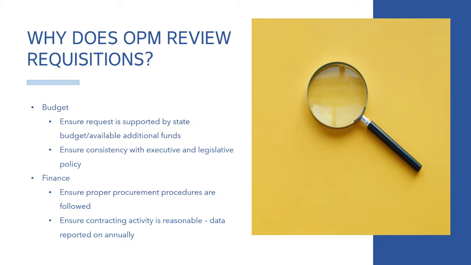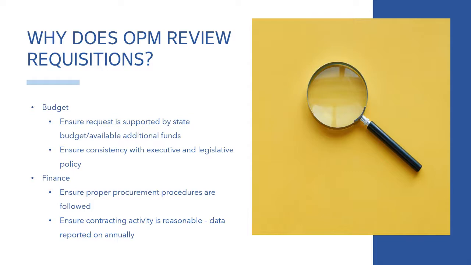So now we understand technically what a requisition is. Let's talk a little bit about why we have this review process at all. As I mentioned, OPM provides two levels of review. The first comes from the budget office, which I'll sometimes refer to in this training as OPM budget. OPM budget is the office that manages, analyzes, and plans the state budget. So the budget office reviews requisitions to ensure that all requests are supported by the state budget or other available funds, meaning they make sure that there is actually funding to cover the requisition that's being processed.